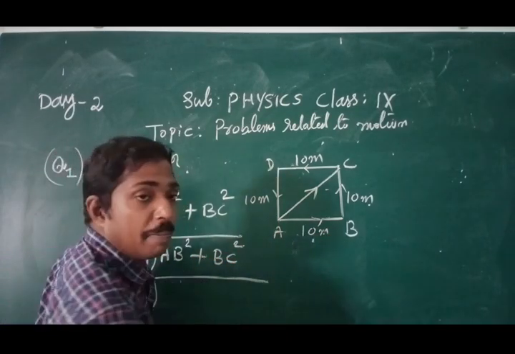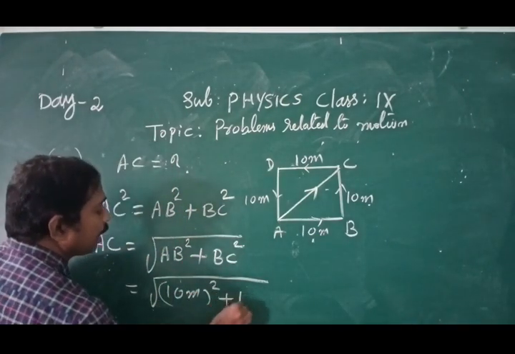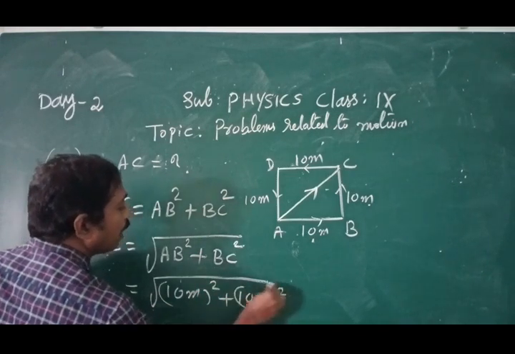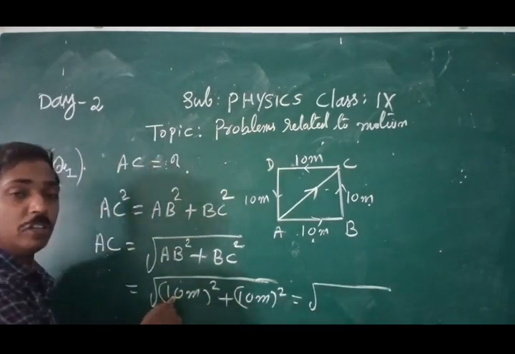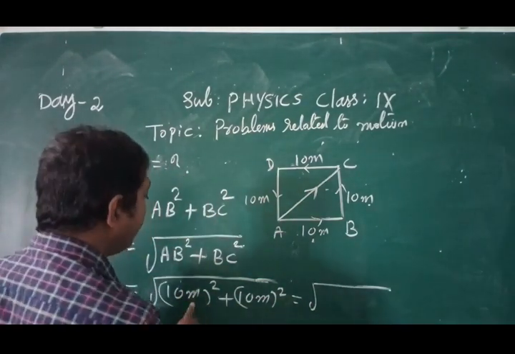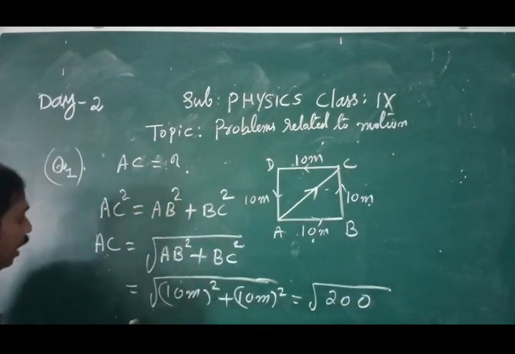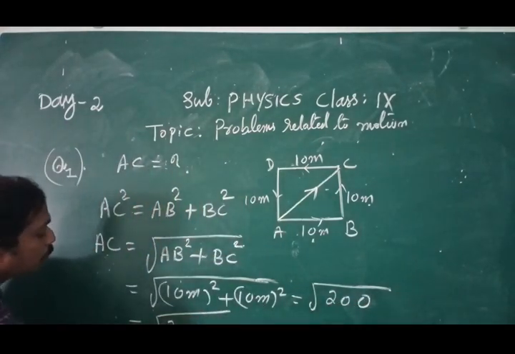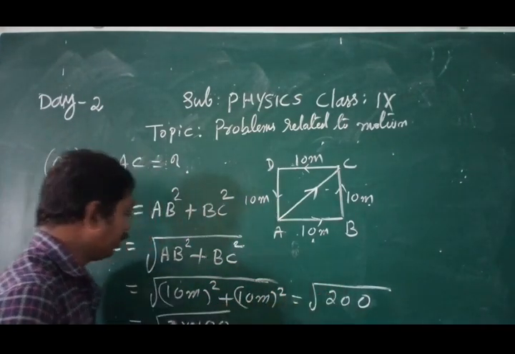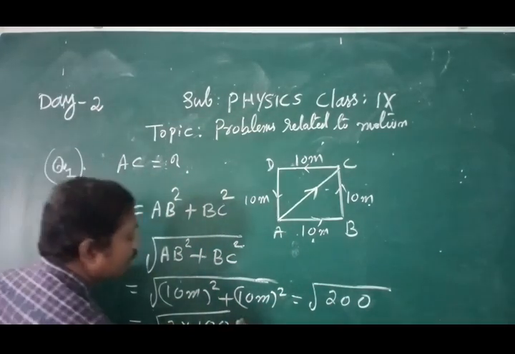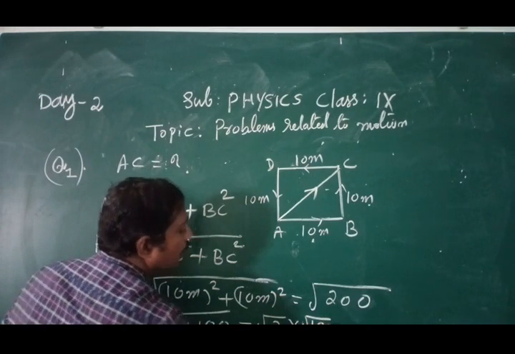What is the length of AB? 10 meter. So 10 meter square plus 10 meter square. We have root of 10 square, what will that be? 100. 100 plus 100 is 200. We have root of 200, which equals root of 2 into 100. That means root 2 into root 100.